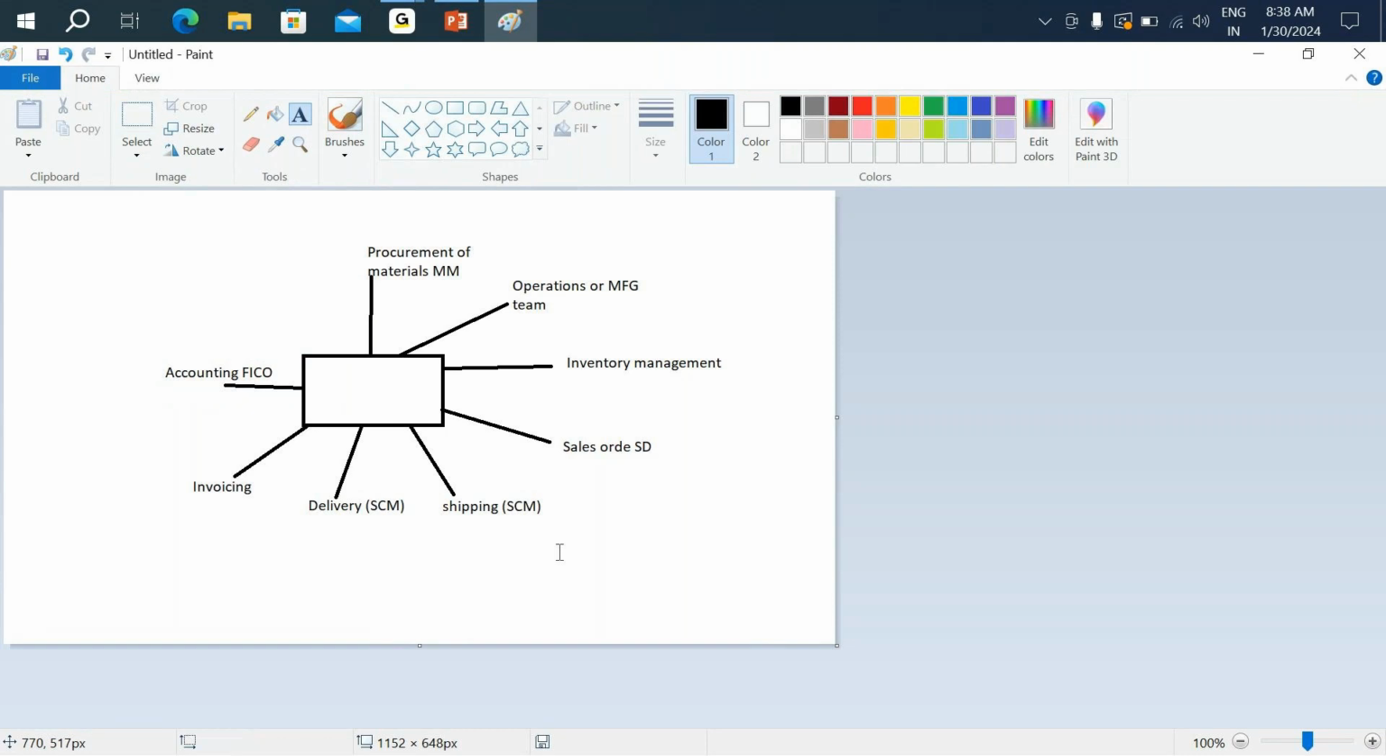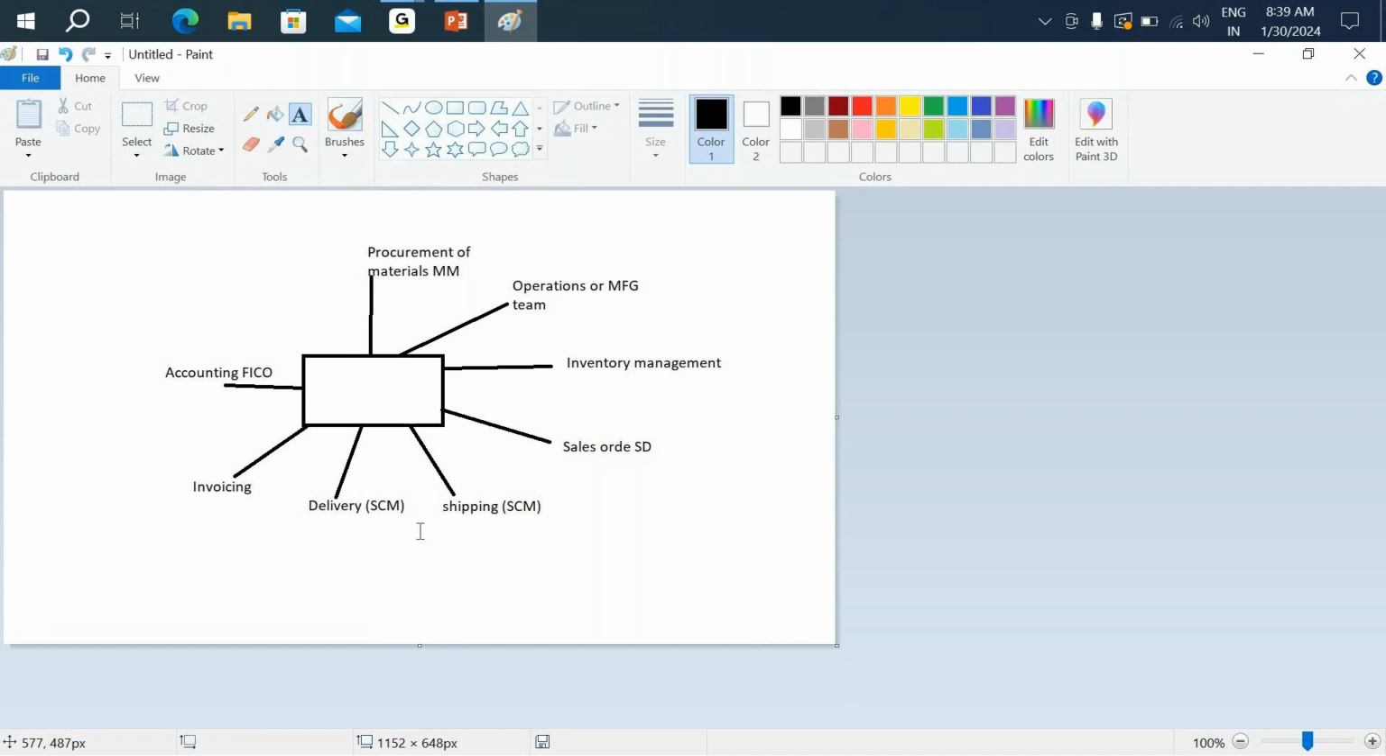or take any product, for example, a mobile manufacturing company or a pencil manufacturing company, it doesn't matter whatever the company is, this flow will remain the same, right? First step is I should get some materials. I should get all the raw materials. I should get all the things that are required to create my product. That is your procurement of materials, which comes under MM.